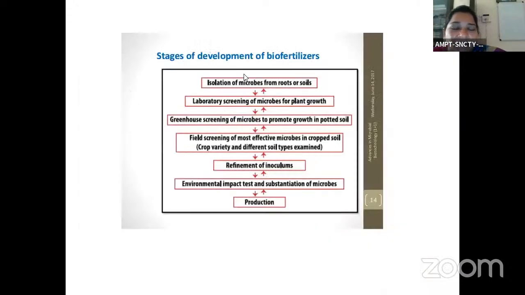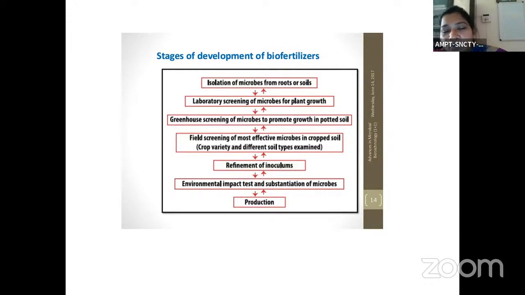If we look at the different stages of biofertilizer production, first we have to isolate the microorganisms from root nodules, if we talk about rhizobium. Then we do laboratory screening of microbes for plant growth promotion or nitrogen fixation. After that, greenhouse screening for microbes to promote growth in potted soil. Then field screening, because the microorganism we are going to use as a commercial product should prove its efficiency in field efficacy also.